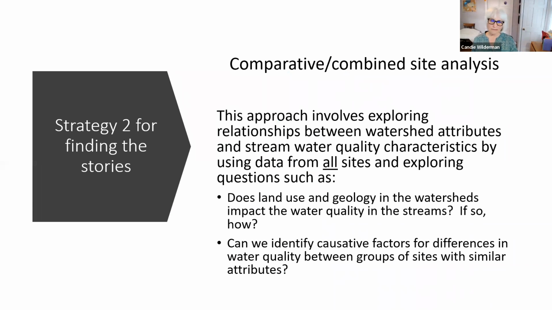Now, the strategy that I'm taking, which is simply layered on top of your strategy, is exploring relationships between watershed attributes and the stream water quality characteristics by using data from all the sites. And I'm exploring questions such as, does land use and geology in the watersheds impact the water quality in the streams? And if so, how does it do that? And can we identify causative factors for differences in water quality between groups of sites that have similar attributes?